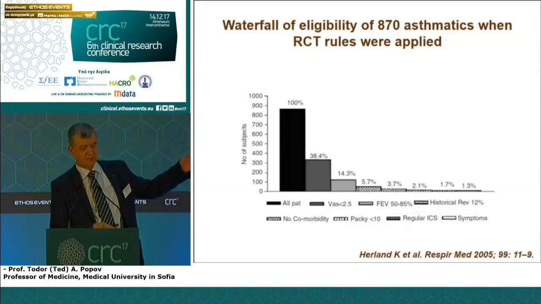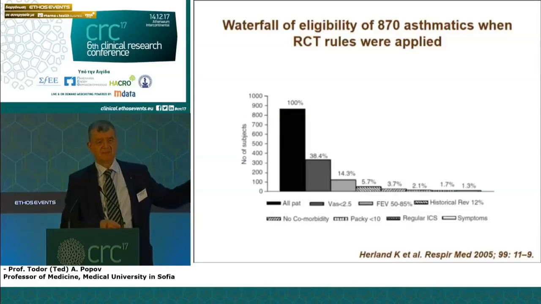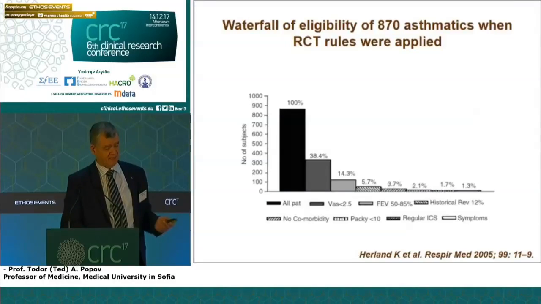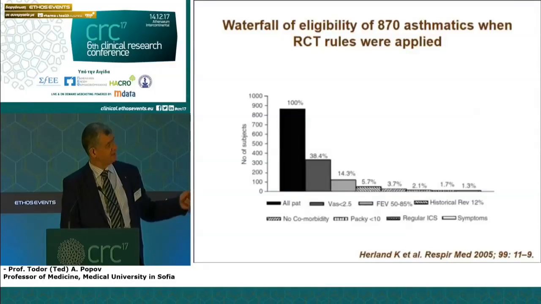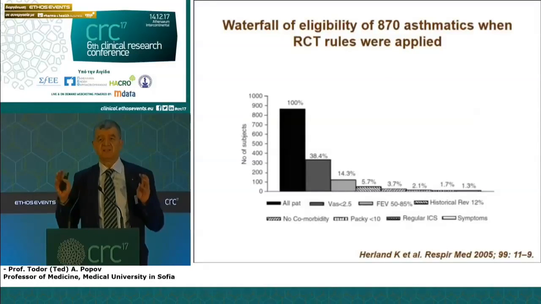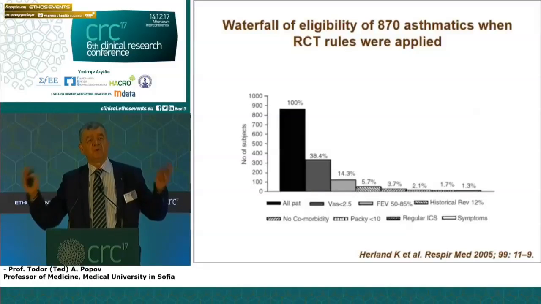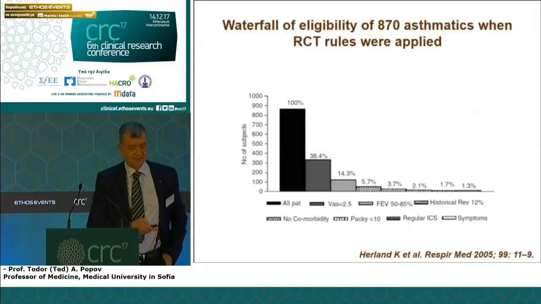You see this waterfall of eligibility of 870 asthmatics when you apply the randomized control trials rules to them. You end up with just less than 1% of patients that are included in those clinical trials restricted by pre-eligibility criteria, representative of all asthmatic patients, which certainly doesn't make much good sense.